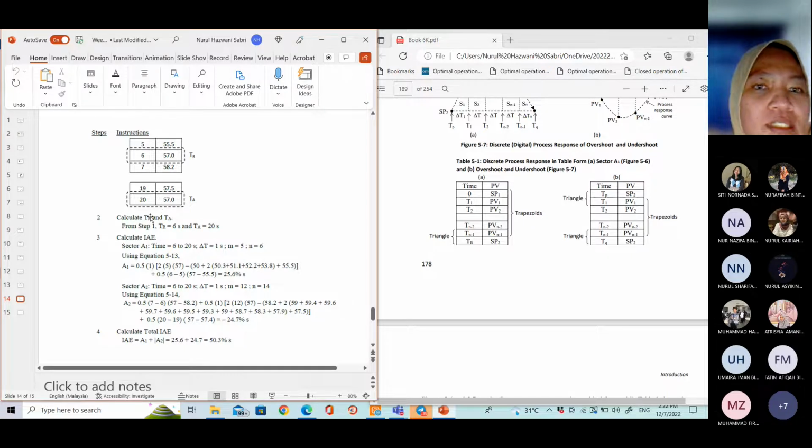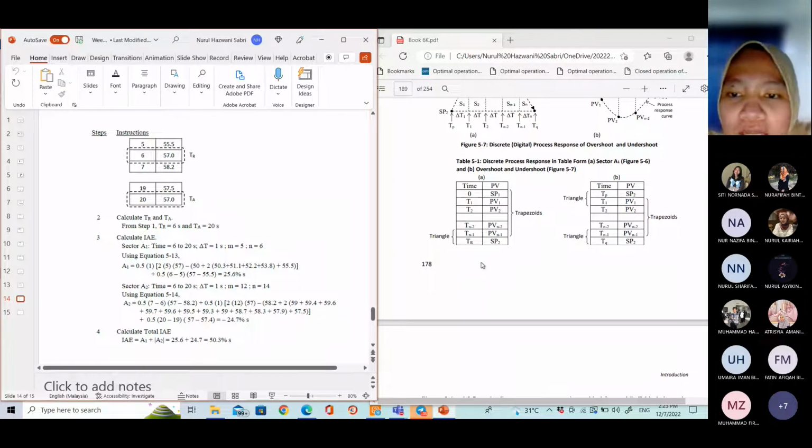Okay, so step number 2, you need to calculate TR and TA. TR is the rise time. Remember, the rise time is the time taken for the process response to reach its set point. As I said earlier, at 6 seconds it starts to reach the set point. That one is the rise time. TA is our final value, the final response that reaches the set point, which is 20 seconds.